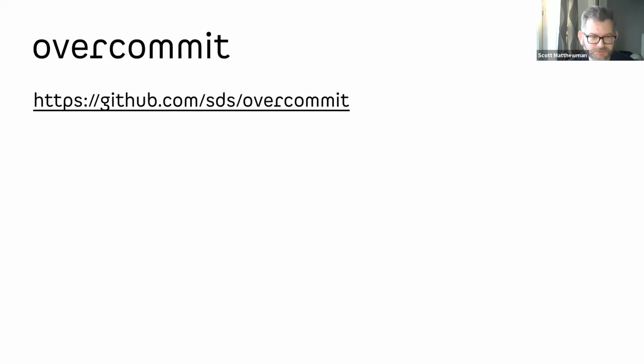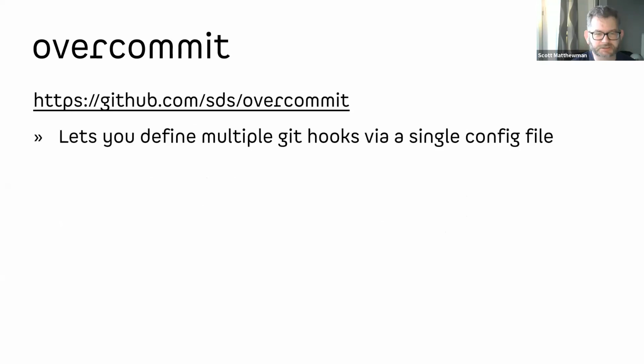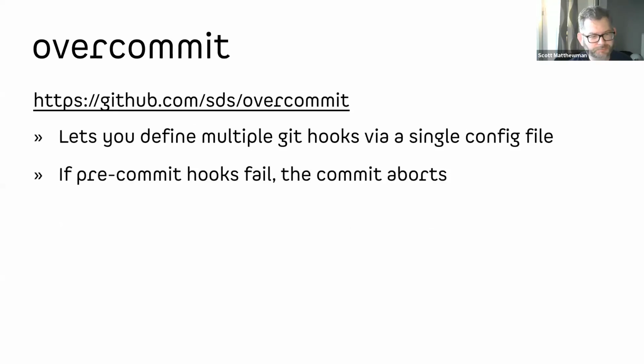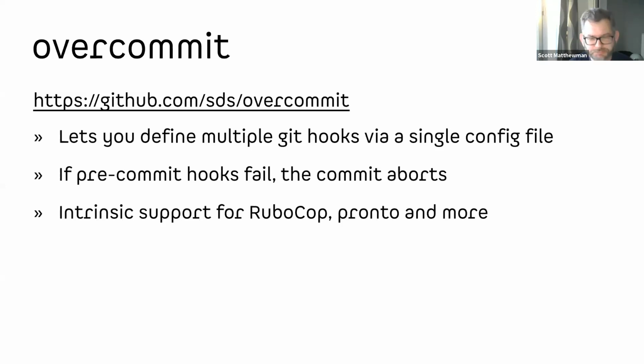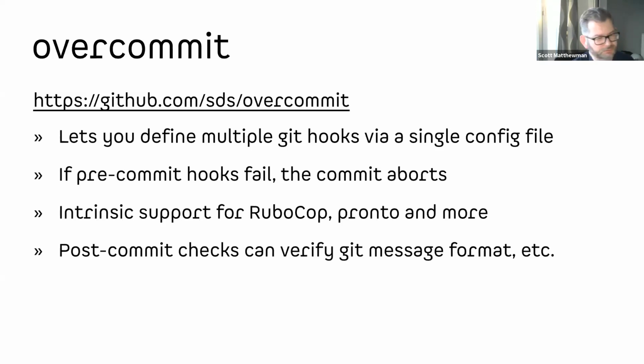My personal preference is to use overcommit, which is a system of allowing you to define multiple Git hooks using a YAML file. You can define pre-commit hooks and post-commit hooks, basically anywhere where you could actually write your own Git hook. And if any of the pre-commit hooks fail, you just can't commit. It's got built-in support for RuboCop or Pronto, and lots and lots of others as well. You can even use it to check that you're writing your Git messages in the right format and so on. This is an example here.